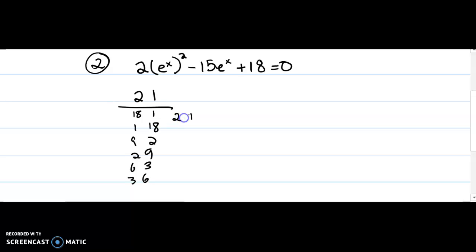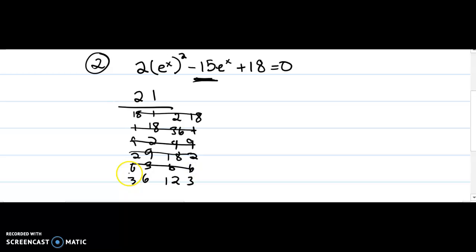So here I have 2 and 18, 36 and 1, 4 and 9, 18 and 2, 6 and 6, and then 12 and 3. Remember, I'm trying to get to this negative 15. I can't do it with that one, or that one, or that one, not this one, not this one. Okay, this one, if I make them both negative, I can get to that negative 15. So I make both of these negative. There's my combination.